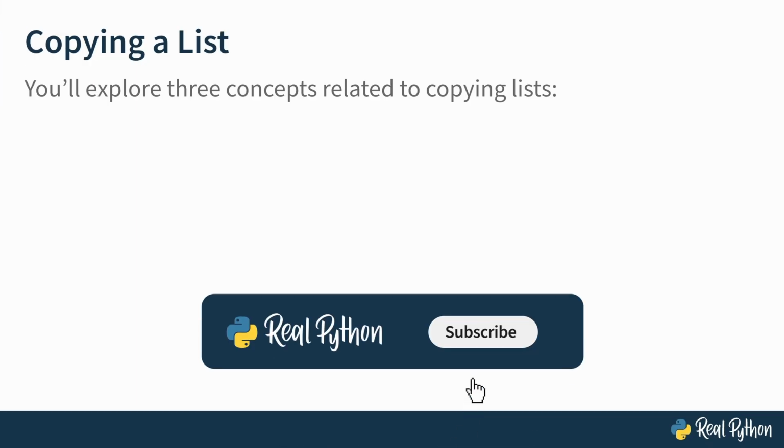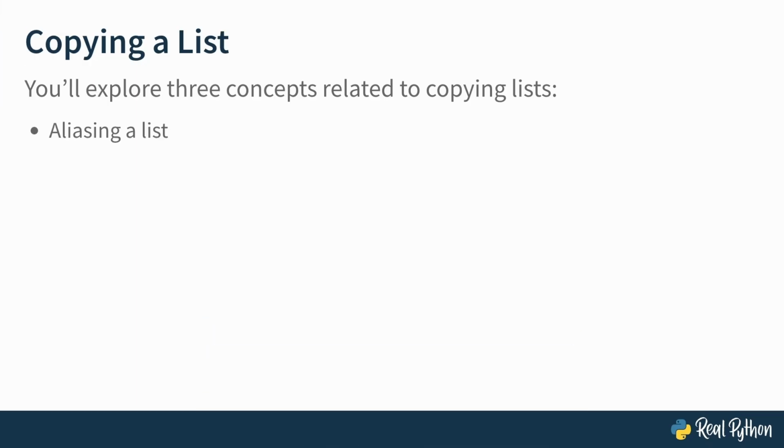In this lesson, you'll explore 3 concepts related to copying lists: aliasing, when you assign an existing list to a new value; shallow copying, which copies the references of objects contained in a list; and deep copying, which creates a new list but also copies the elements of the original list.